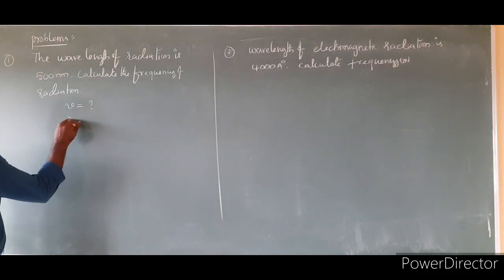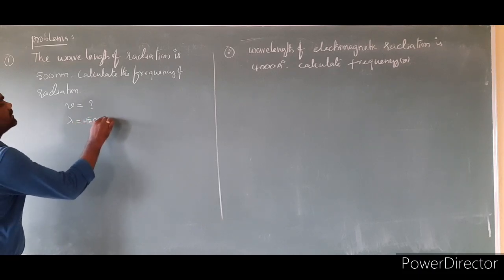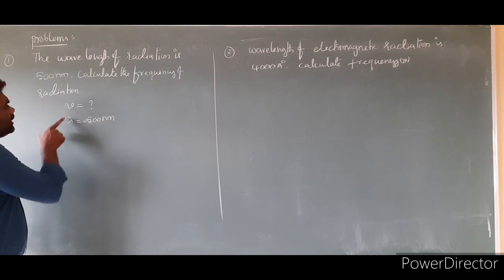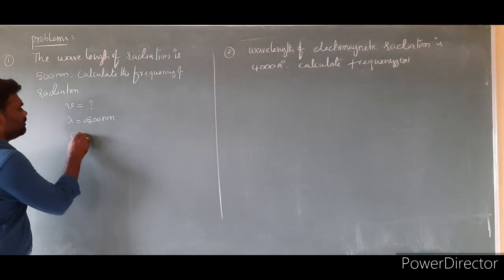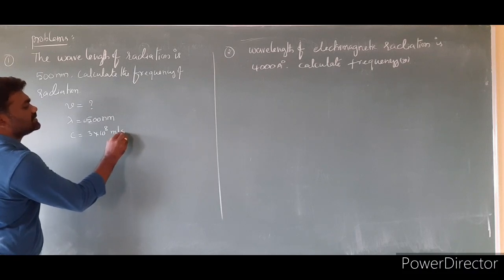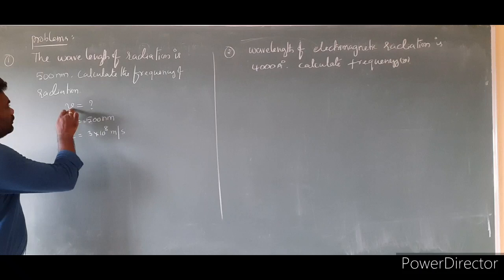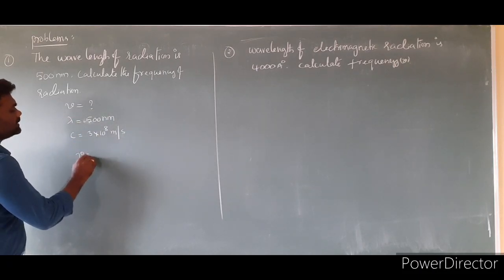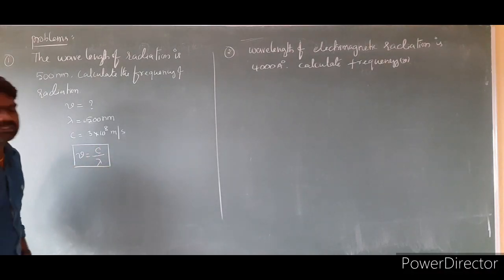Then the data given is lambda, wavelength, is equal to 500 nanometers, and nu and lambda are related by nu is equal to C by lambda. So C is not given, so we have to remember it. C is equal to 3 into 10 to the power of 8 meter per second. Then based on these, wavelength, frequency and velocity of light, we have the formula nu is equal to C by lambda. Substitute the values that are given.